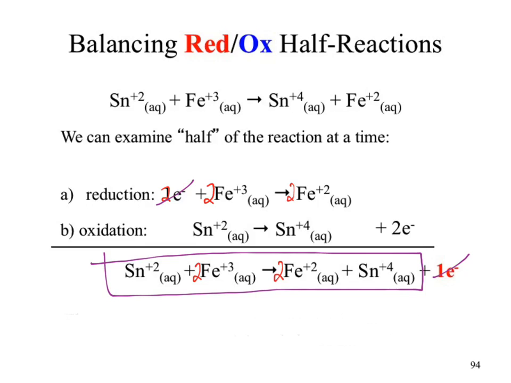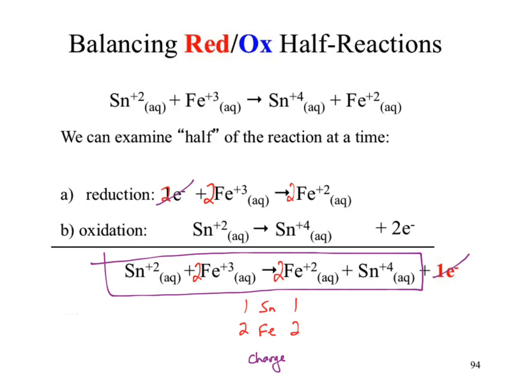Well, as with all equations, we should be able to check our work. How many tins do we have on the left? 1. On the right? 1. How many irons on the left? 2. Irons on the right? 2. Everything's looking pretty good, so now let's move into the last one, charge.